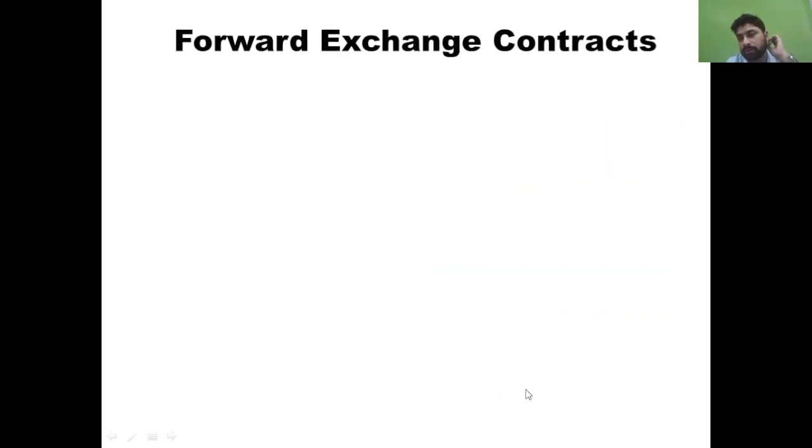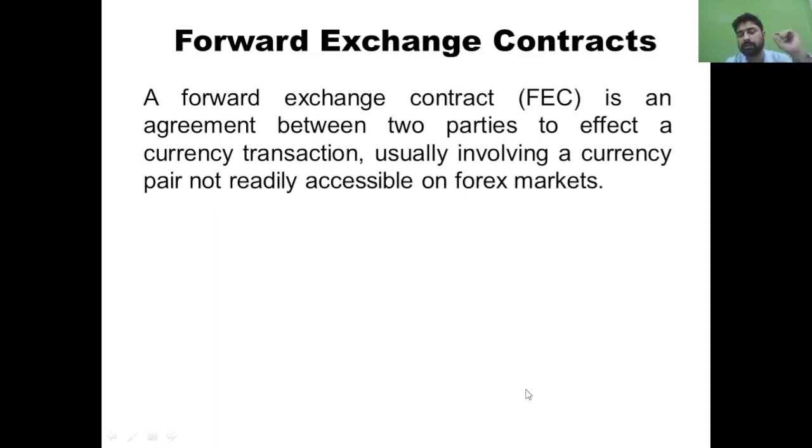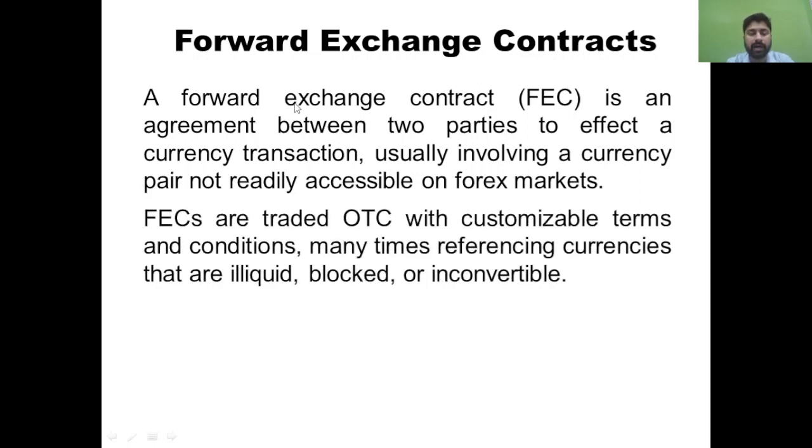So I wanted to give you certain definitions of forward exchange contracts. So this is the definition of a forward exchange contract: it is an agreement between two parties to effect a currency transaction, usually involving a currency pair not readily accessible on the forex market. Okay, so this forward rate agreement happens over the counter with customizable terms and conditions. Customizable terms and conditions means this will be mutually agreed by both the parties, like what would be the contract size, when this will be executed, like after 2 months or after 3 months or after 4 months. So based on the requirement of both the parties, it can be customized.